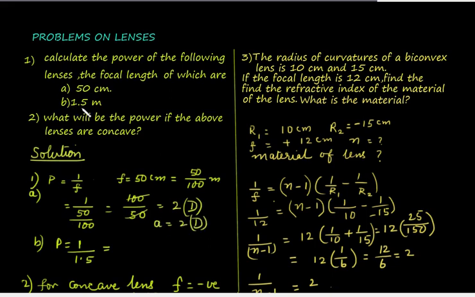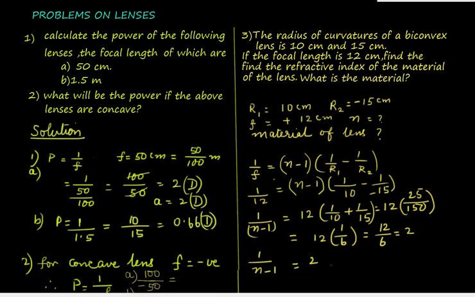In B, it is 1.5 meter. So we can directly apply that P is equal to 1 by 1.5. We can convert it like this. On solving, you will get 0.66 diopter. What is the second problem that is asked?